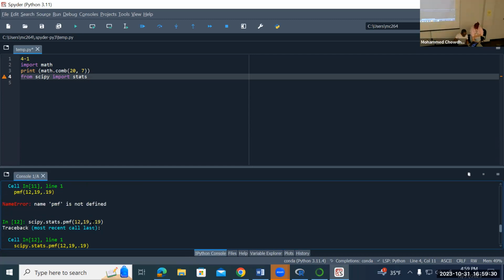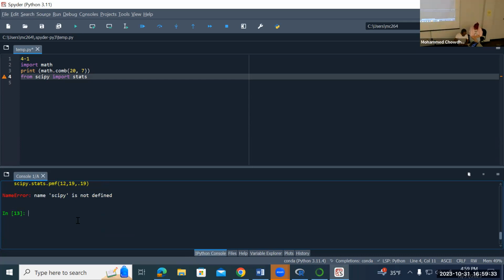stats.nbinom.pmf. It's the same thing I did, but why did it not work? I put 12, 7, then 19. This is what I also put. Let me see. stats.nbinom.pmf. Oh, I put it the other way. I put it the other way, that's why mine was not obtained. Here should be 7 and here should be 12, right? Okay, so this is the code you have to use.